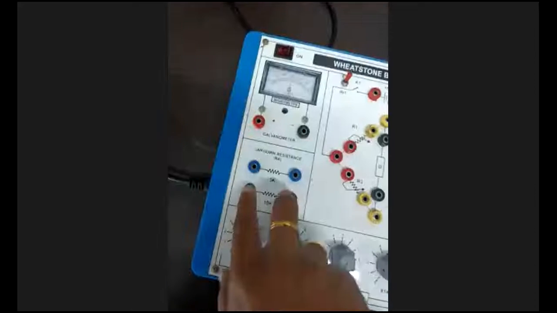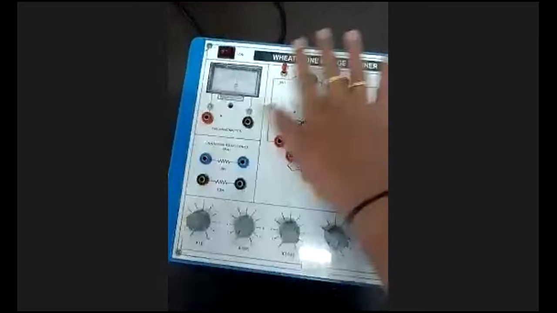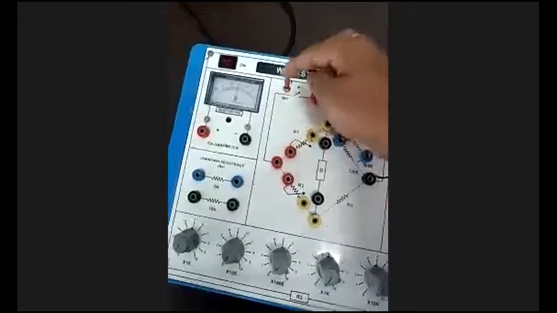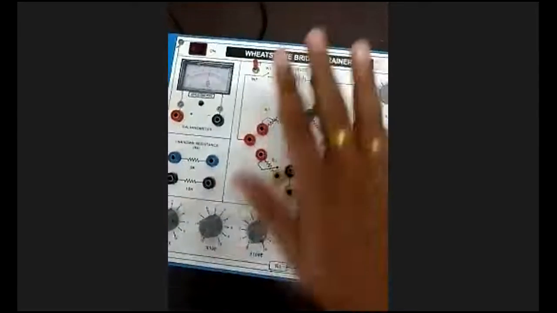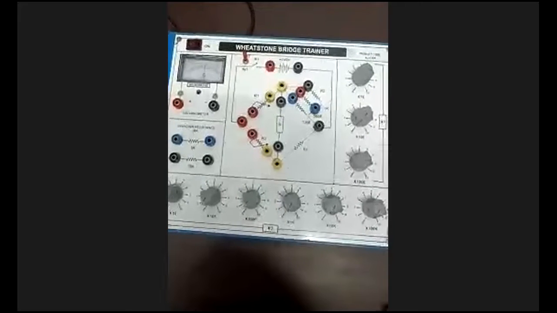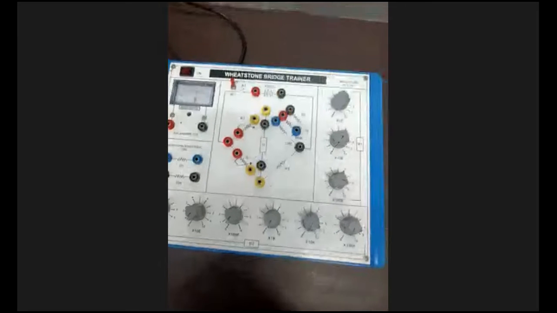Okay, so these are the unknown resistances. Here are the points we have provided for the galvanometer. The key, the switch, we have provided here. This is open and close. Is it clear? The kit is clear. Can I do the connection now? Yes, sir. Hold it, madam.